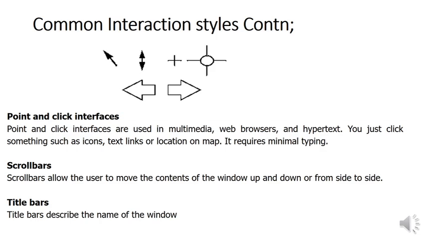Point and click interfaces are used mostly in multimedia, web browsers, and hypertext. You just click something such as an icon, text link, or location on a map. It requires a minimum of typing. Then the scroll bar allows the user to move the content of the window up and down or from side to side. Then we have the title bar. The title bar describes the name of the window.